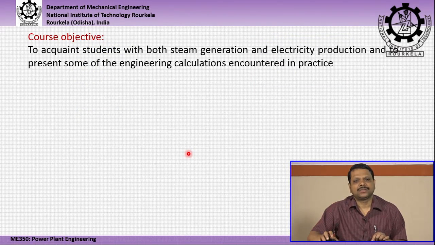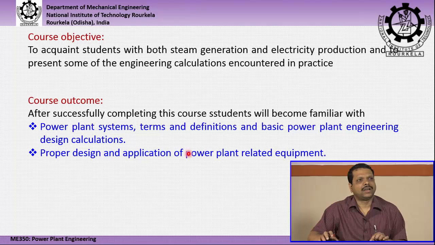The objective of this course is to acquaint the students with the generation of steam and the production of electricity, and to present some engineering calculations encountered in practice in running a thermal power plant. At the completion of this course, a student is expected to become familiar with power plant systems, terms and definitions, and basic power plant engineering design calculations, and to understand the basic components required for operation of a power plant and its related equipment.